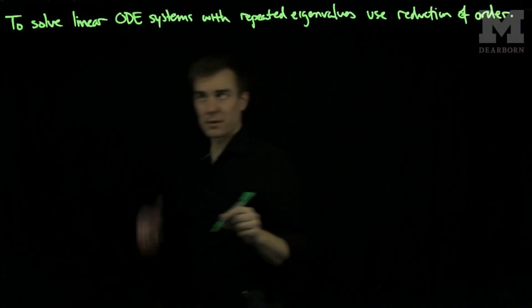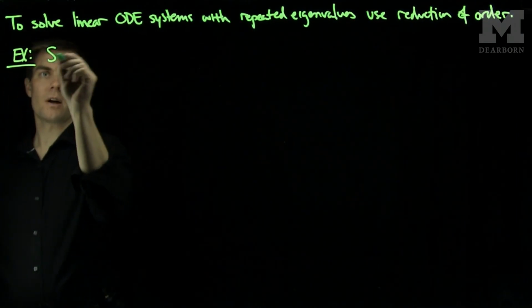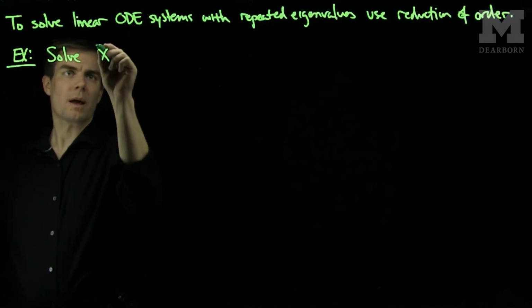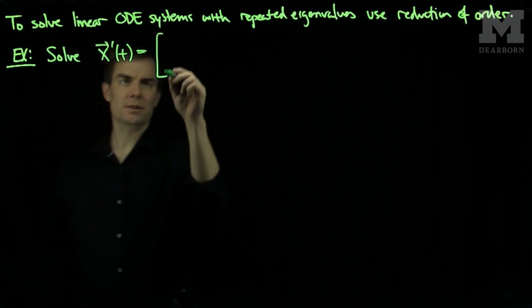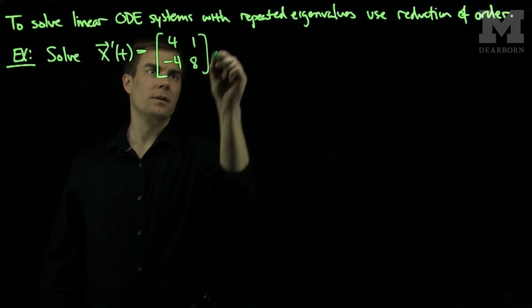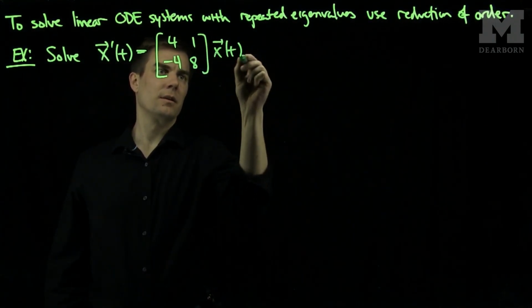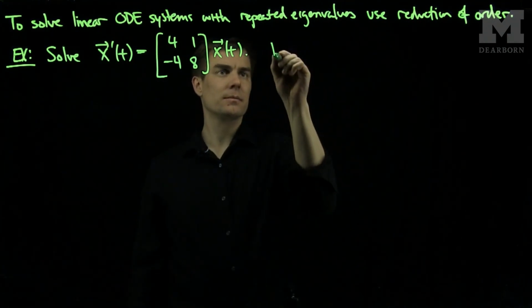So let's see an example of this. Let's solve x prime of t is the matrix 4, 1, negative 4, 8, x of t. So to solve this system, we'll find the eigenvalues of this matrix.